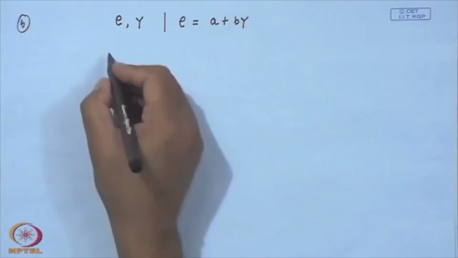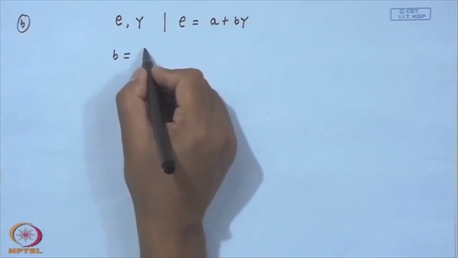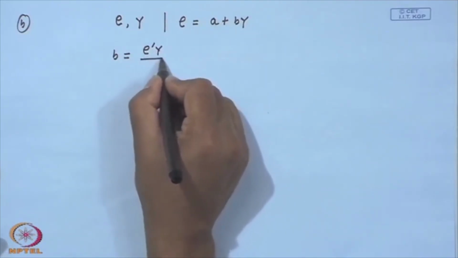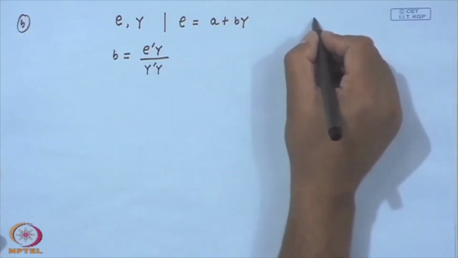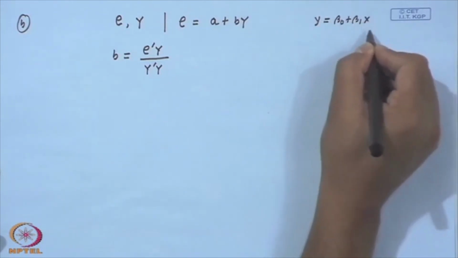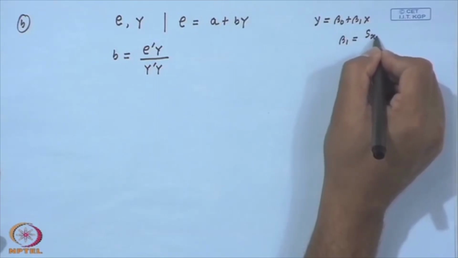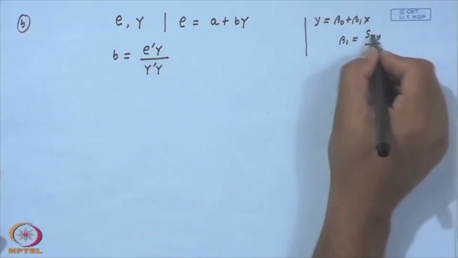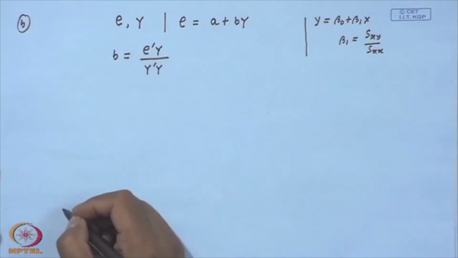Okay. So, we know what this b is, we know that b is equal to E prime y by y prime y, because when we fit y equal to beta naught plus beta 1 x, we know that beta 1 is nothing but S x y by S x x. So, similar to that, x y is nothing but x prime y and then x prime x. So, this has been followed from here.